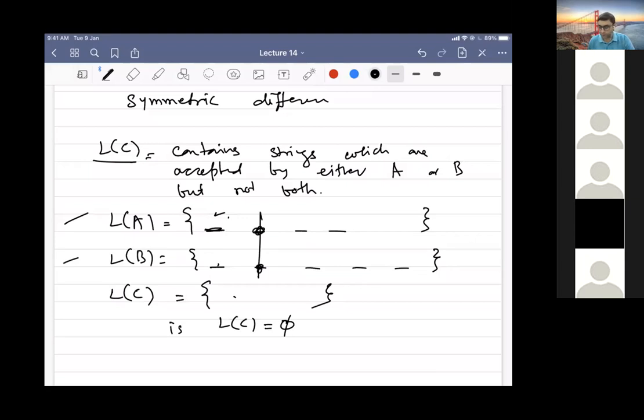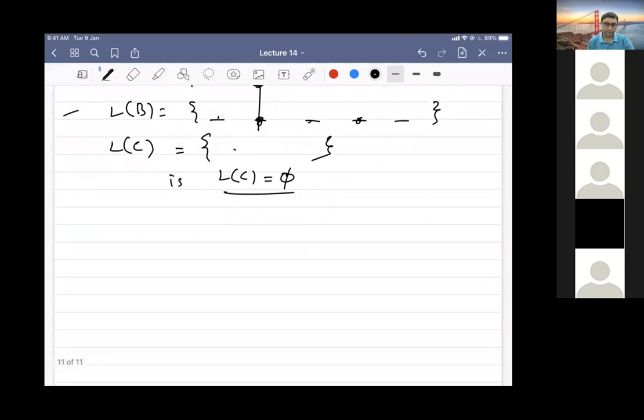If we prove that yes, L of C is empty, it means that the language of A is the same as the language of B. And if L of C is not empty, it means that there are some strings in A which are not in B, or some strings in B which are not in A. In that case, the language of A is different from the language of B, which means that DFA A is different from DFA B. Languages are different. Do we get it? So how can we generate a machine for that?